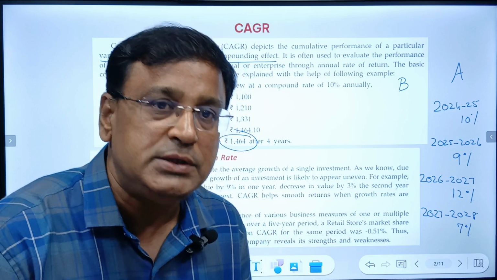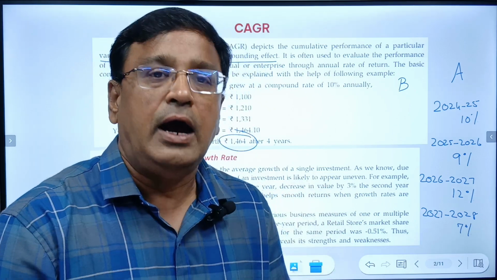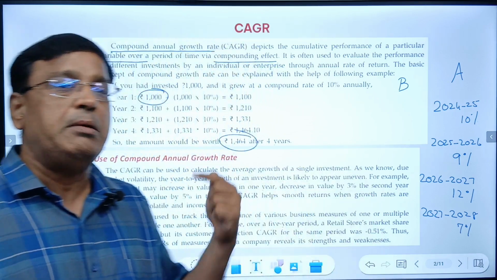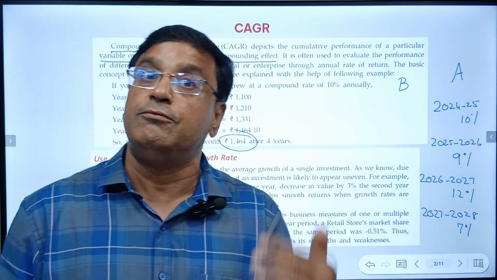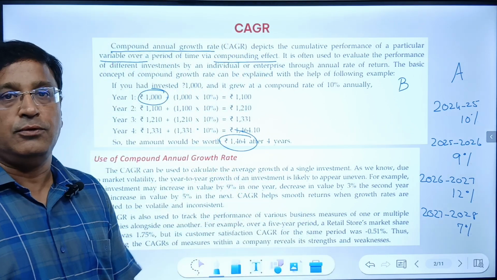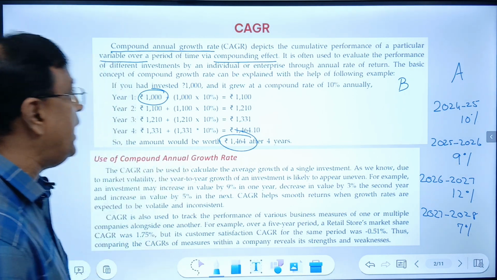My 1000 rupees, because it is growing at the rate of 10% per year, and if I keep that money for 4 years, because of the compounding effect, my money will no longer be worth 1000 rupees, but it is worth 1464. Okay. Now what is the use of compounded annual growth rate?